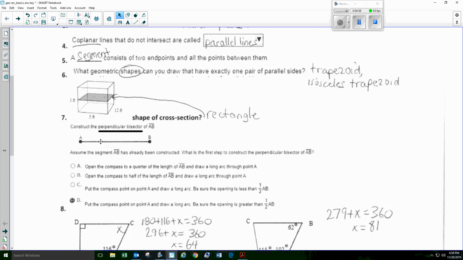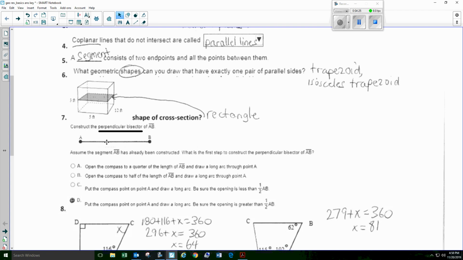So it doesn't have to necessarily be a construction of how to construct it, which you do need to know, which as it says here, put the pointer on A, draw an arc, make sure it's opening greater than halfway, more than half of this distance, and then draw an arc. And of course, that's the first step.